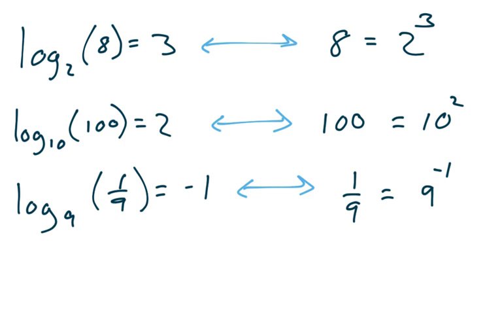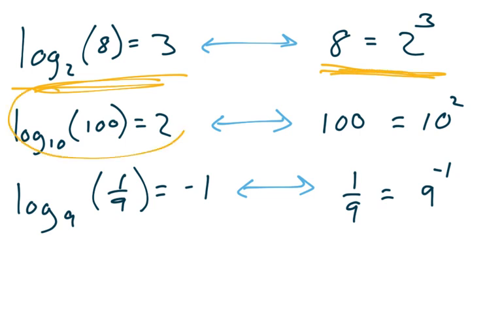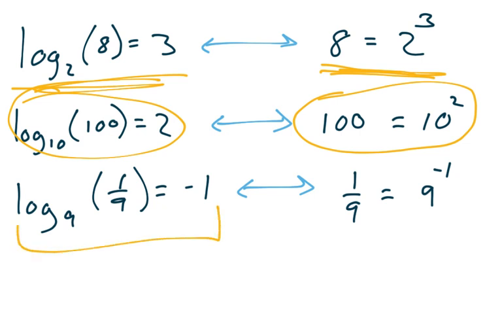For instance, they'll say, take the equation log base 2 of 8 equals 3. That can be rewritten as 8 equals 2 cubed. This is a true statement that you can rewrite this equation as this one. They also might say, oh, log base 10 of 100 equals 2. That can be rewritten as 100 equals 10 squared. This also is a true statement that we can rewrite it that way. Log base 9 of a ninth equaling -1 can be rewritten as 1/9 equals 9 to the -1.